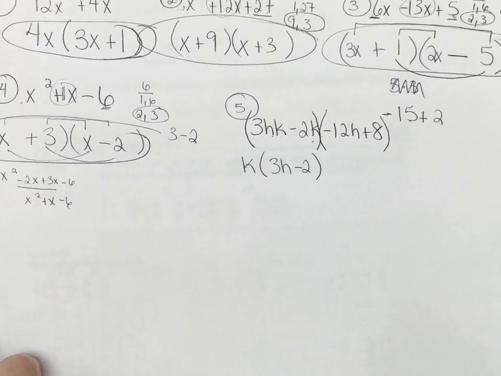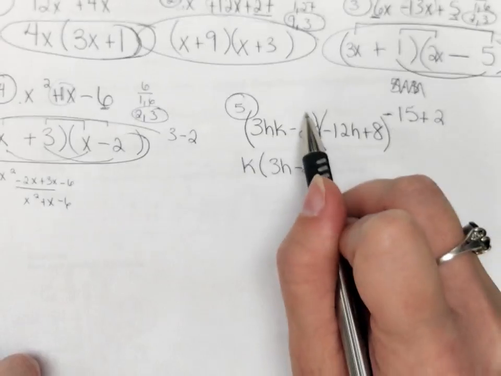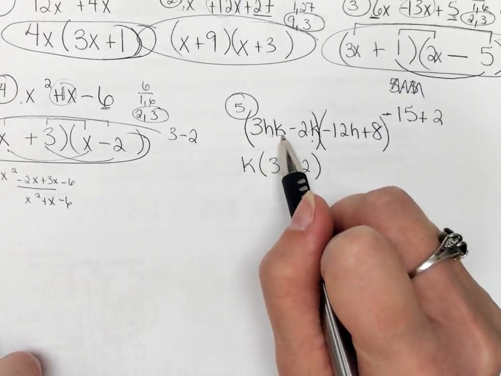Which two? These first two right here. See how I put parentheses around them? The only thing they have in common is a K.